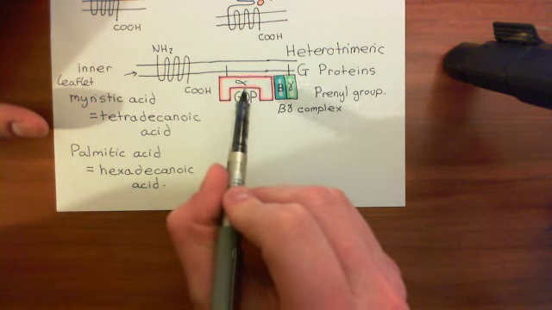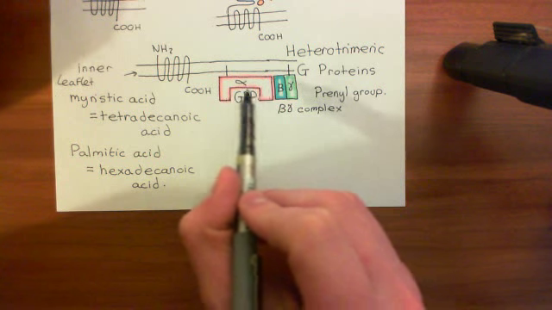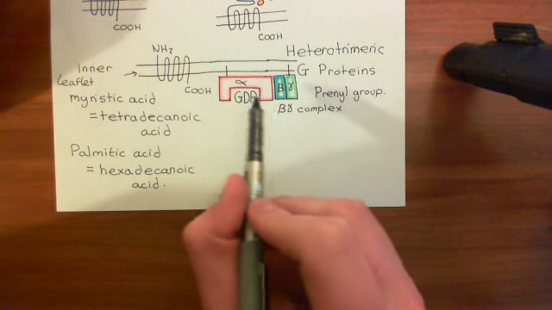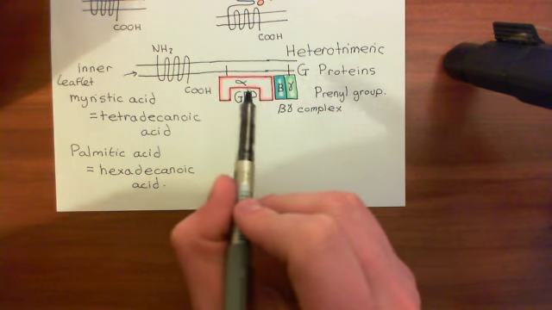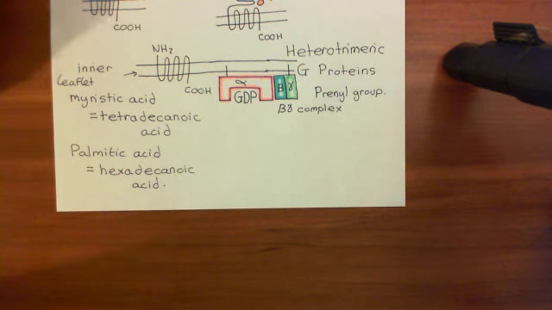Okay, now, there are different alpha subunits, and we'll come to this in a moment, and different G protein coupled receptors will bind to different alpha subunits, basically. So they won't bind to absolutely any old alpha subunit. They'll have preference for different alpha subunits. Okay, but we'll come to the diversity of G protein coupled receptors in a moment.